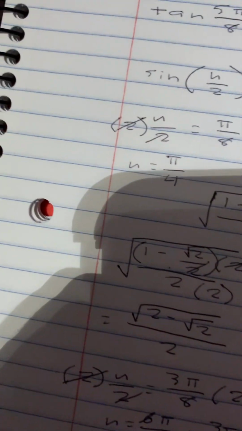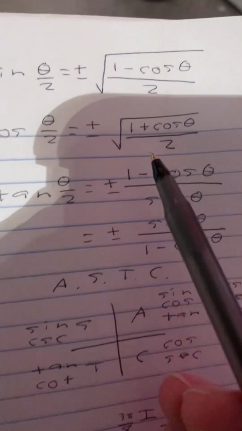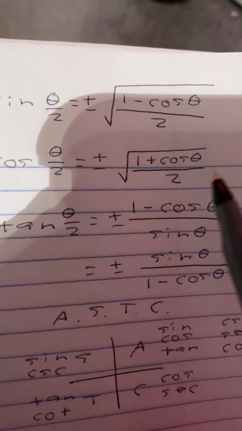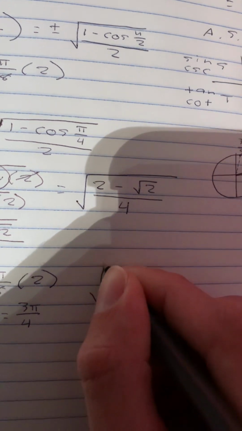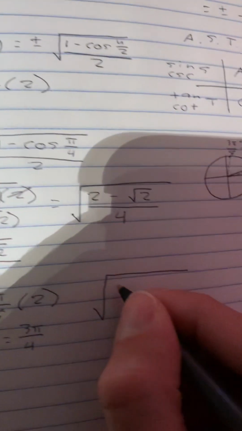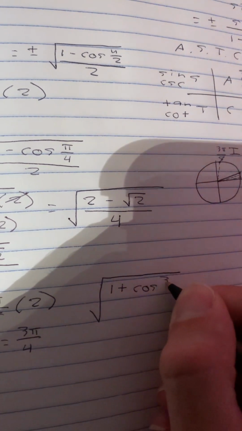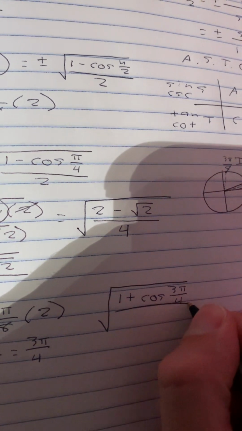And all we're just doing is using the cosine identity this time, which is plus or minus, but it's only going to be the plus due to quadrant 1. And this time I'm doing 1 plus the cosine of that value of u divided by 2. So when we're taking the cosine, we are taking the square root of 1 plus cosine of 3 pi over 4 all over 2.